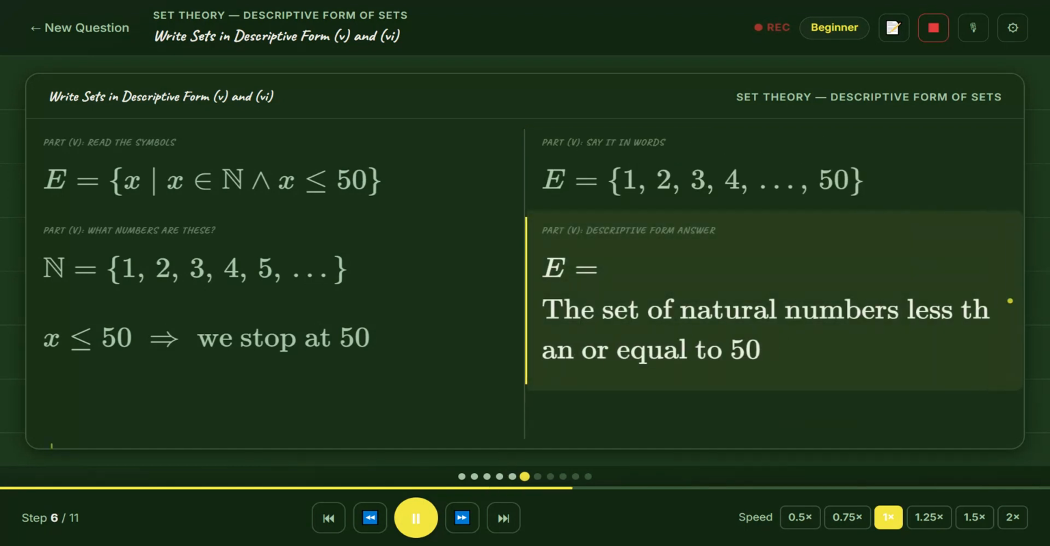Here is our answer for part 5. E is the set of natural numbers less than or equal to 50. Easy peasy.